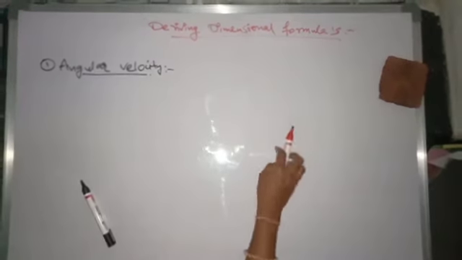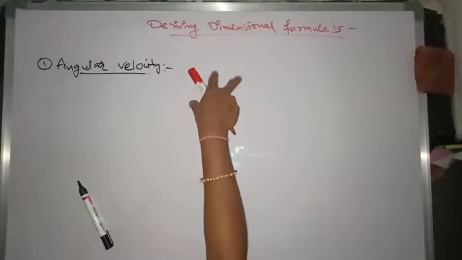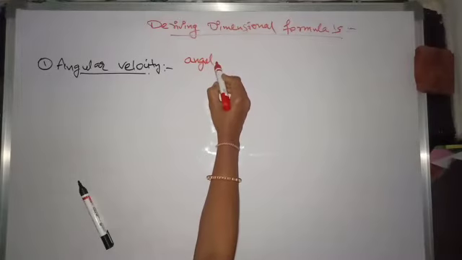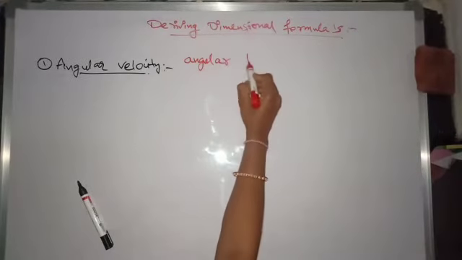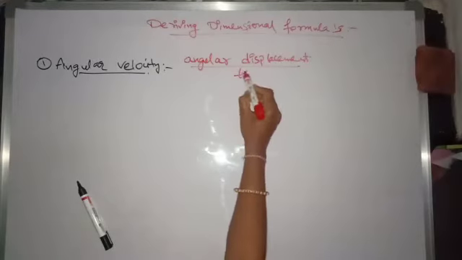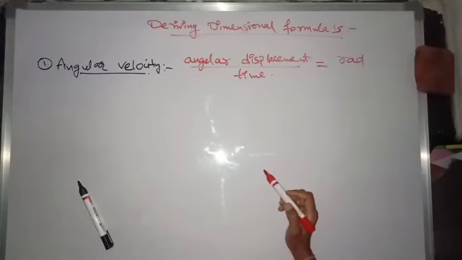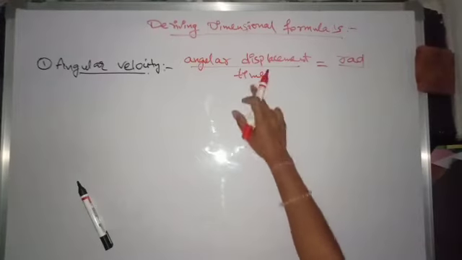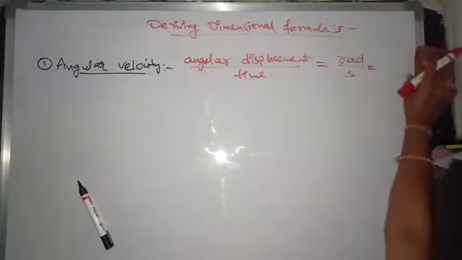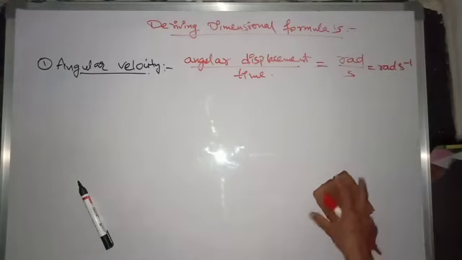So what is angular velocity and what is the mathematical expression for angular velocity, you have to know before going to find out the dimensional formula. The expression is angular displacement by time t. Angular displacement is measured in terms of radian and the symbol is rad, and time is measured in terms of second and the symbol is s. Now this can be written as rad per second, that is rad into s power minus 1.